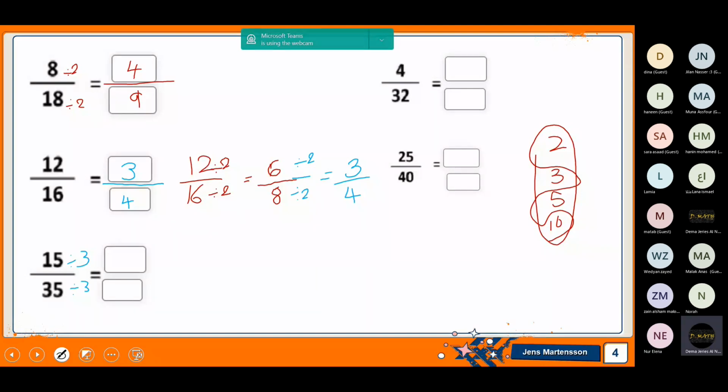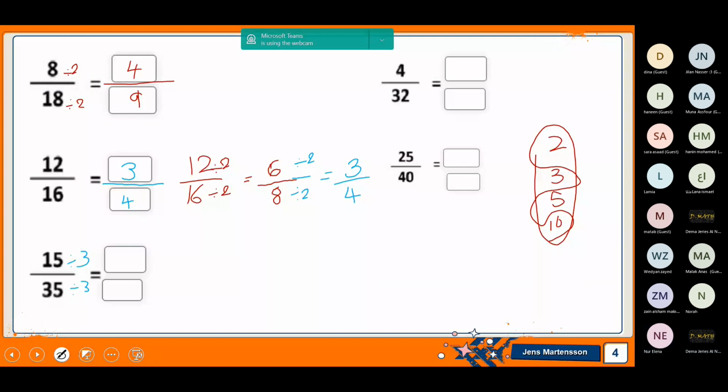What is the number that you multiply by 3 that gives you 35? 8 times 3 is 24. 9 times 3 is 27. 10 times 3 is 30. 11 times 3 is 33. 12 times 3 is 36. I want 35.